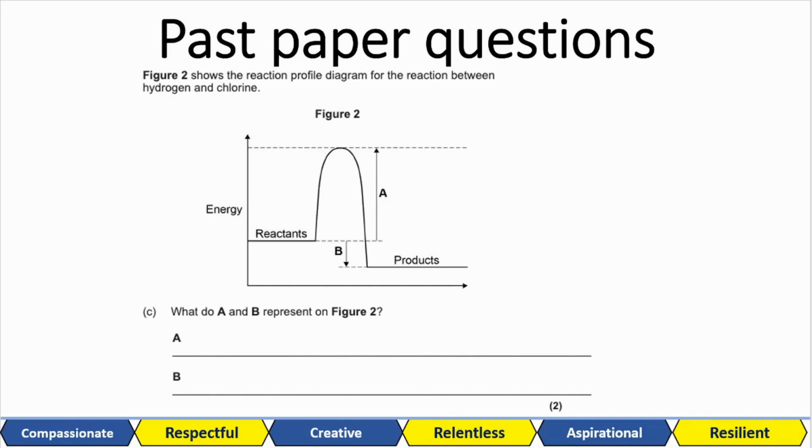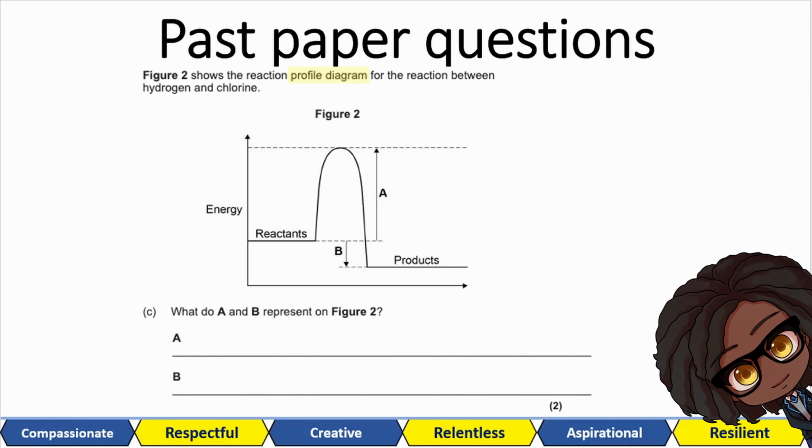Let's do one more. Figure 2 shows the reaction diagram, which is also the reaction profile, for a reaction between hydrogen and chlorine. And here we have the diagram. Is this an exo or endothermic reaction? The products are lower, so it's exothermic.